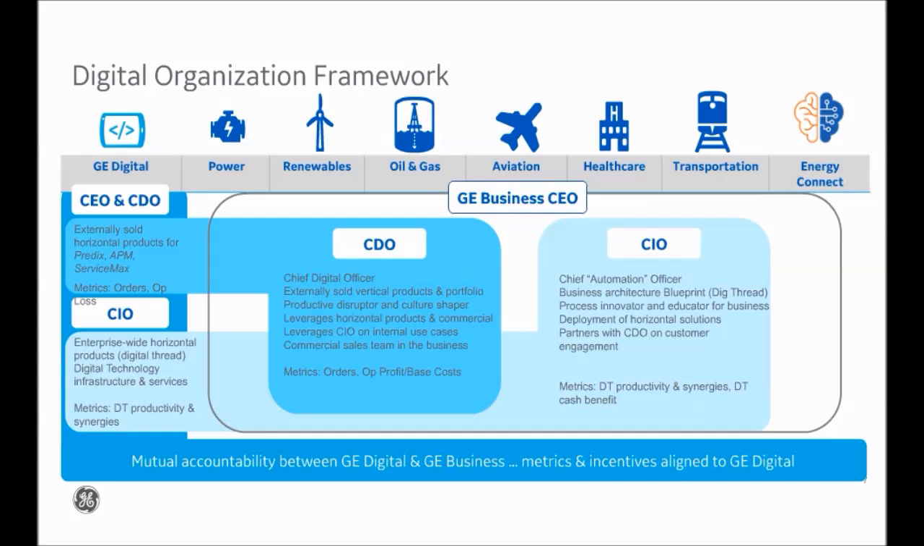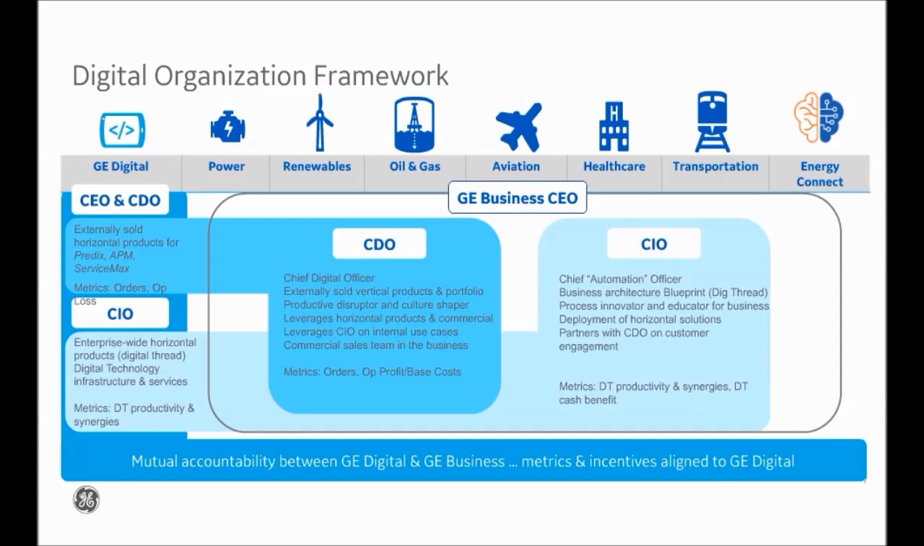We also, when we created GE Digital, introduced the idea of a Chief Digital Officer, for which we hired in each of those industrial businesses. And their real role is to focus on externally selling vertical products and portfolios. So these are the applications that sit on top of Predix that really solve our customers' industry-specific challenges. They leverage products from the horizontal like Predix or APM, and they also leverage their CIO partners because many times the first question our customers ask is, how are you using this inside of GE today? As you can see, the metrics are very similar to what you find in GE Digital.